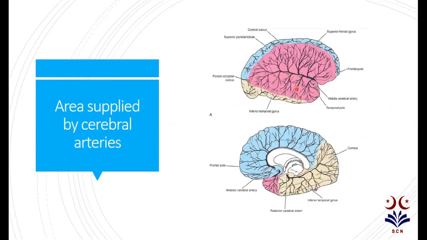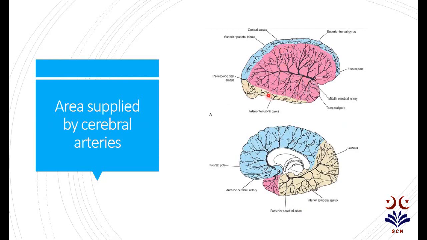This is the lateral aspect of the cerebral hemisphere, and this is the medial aspect. These three branches are shown in three different colors, and you can go back to trace the colors, remember the colors, and you can draw and label them in your notebooks to remember that.